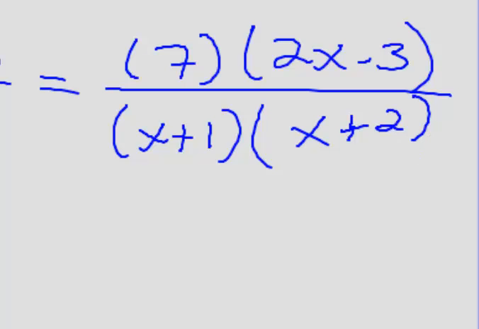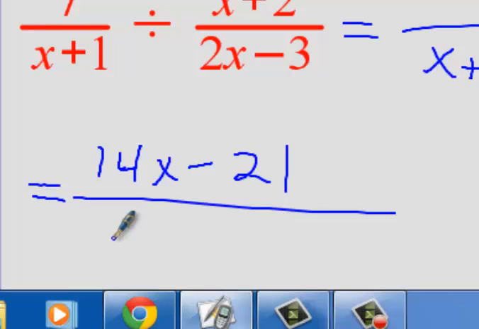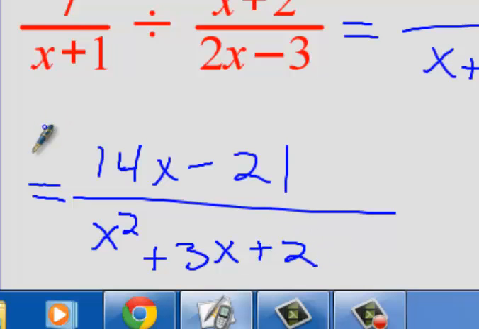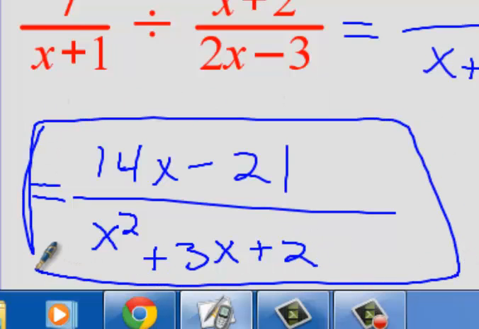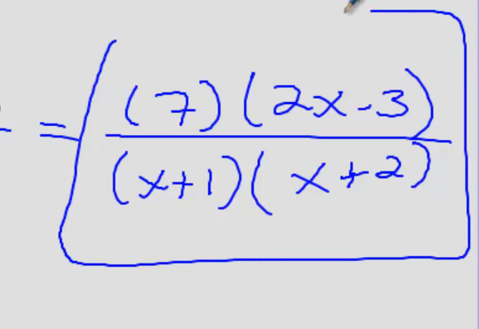So you can leave it like that, or I want to make sure that you understand that you can get to here. All right, x squared plus 3x plus 2. So this is what it would look like without parentheses. This is what it is with parentheses. Again, for me, this is an acceptable answer. Okay? Everybody okay with that?